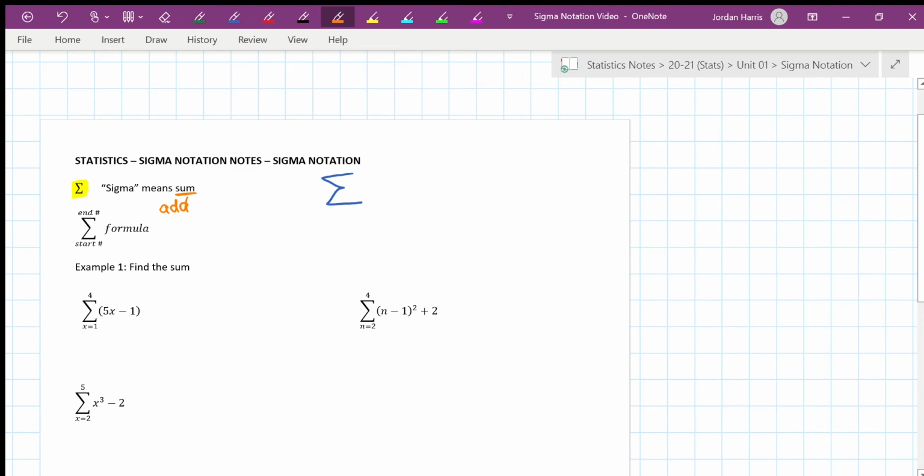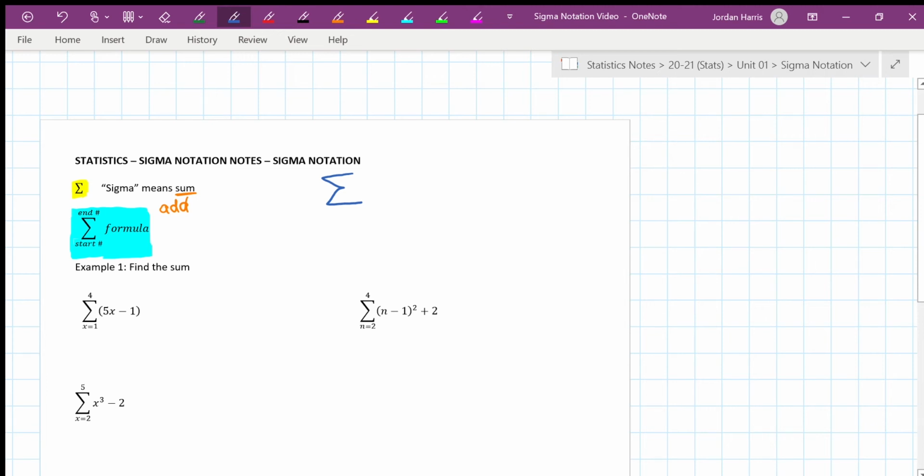Okay, so then we have this cool formula here that we follow. It tells us, so we'll have a formula, it's just an equation, so you're going to plug things into the formula. This formula is usually an algebraic expression that we use. Then you're going to have two numbers. The bottom one is where you're going to start, the top one is where you're going to end, and we count.